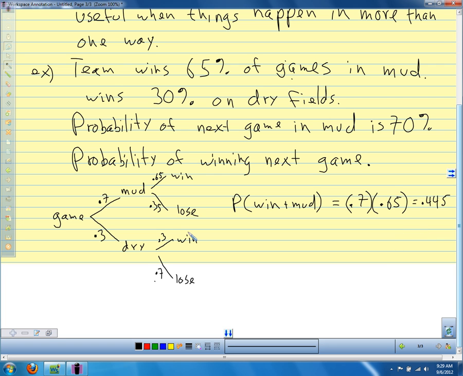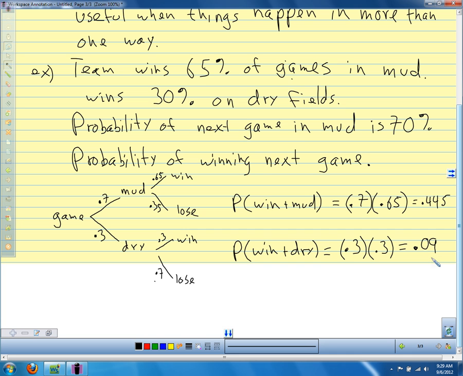But they can also win if they play on the dry field. The probability of win plus dry, I just multiply along that branch. 0.3 times 0.3 is 0.09.